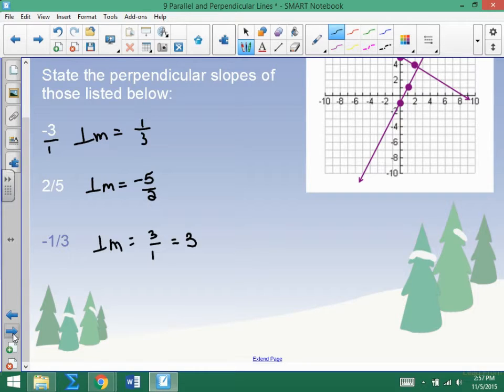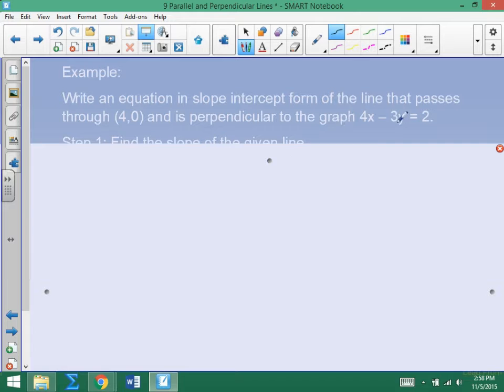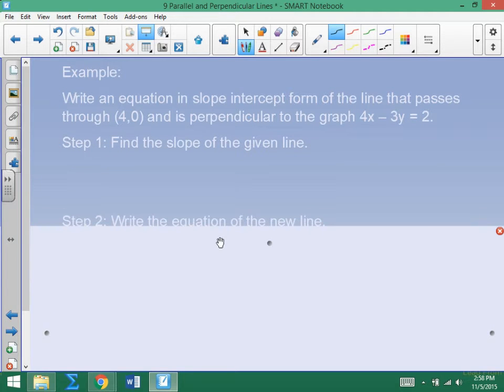Okay, so now we know how to find perpendicular slopes. Let's actually write the equation of a line that is perpendicular. So write an equation in slope-intercept form of the line that passes through the point 4, 0 and is now perpendicular to the graph of this line. So we saw this line's equation earlier in our parallel line example. So it's important that we start by finding the slope of the line. So it's in standard form. Let's go ahead and make that transition to slope-intercept so that we can easily find its slope. And we did do this once before today with this exact same equation.